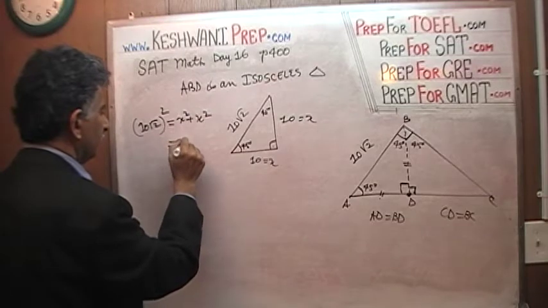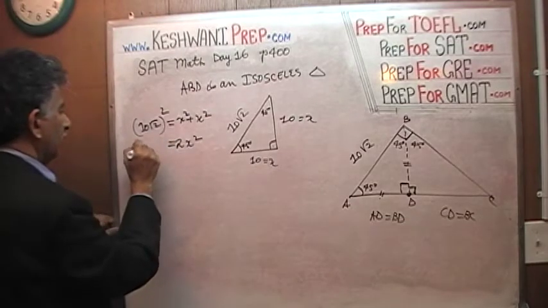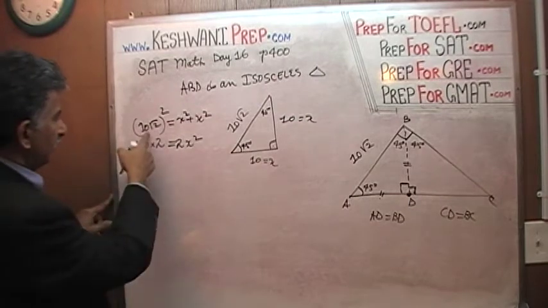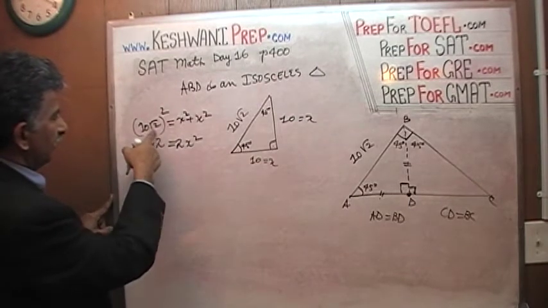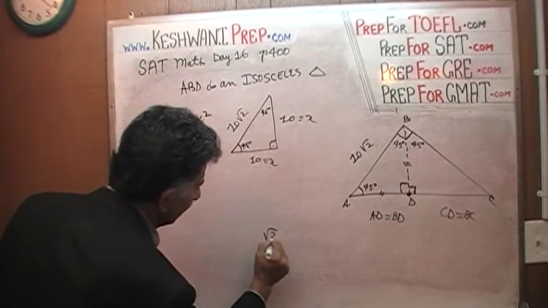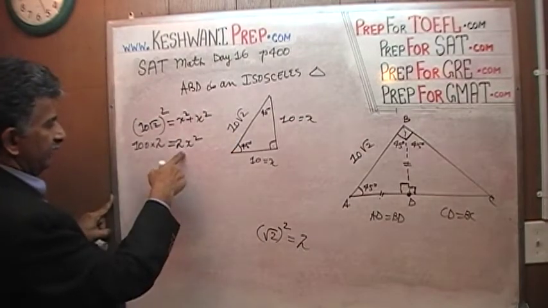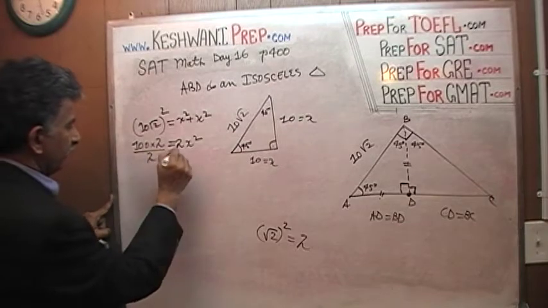So that tells you that 2x squared equals 100 times 2. You see how simple it is? 100 times 2, because 10 squared is 100 and square root of 2 is 2. So 10 times 2. Here I see a 2 and here I see a 2. Divide both sides by 2.